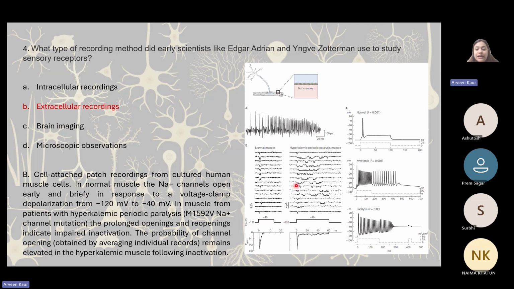But in the case of a paralytic muscle, what happens? In patients with hyperkalemic periodic paralysis, prolonged openings and reopenings indicate impaired inactivation. What this means is the sodium channel has opened over here, but it continues to remain open for so long, right? This means that we talk about an inactivation phase.